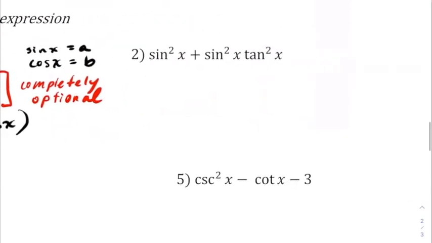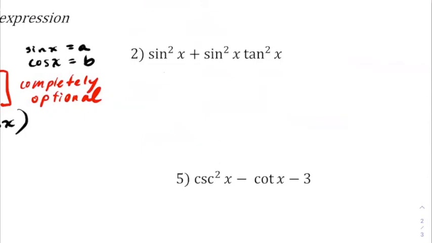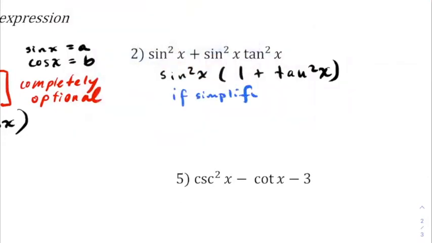So for number 2 now, if I wanted to factor this here, hopefully you see that we have sine squared x that I could factor out, and we're left with 1 plus tangent squared x. Okay, if all I need to do is factor, I'm done. However, if I wanted to simplify, ask yourself, how can I simplify this? Well, I've got sine squared x times 1 plus tangent squared x. Check your identities sheet if you don't have it memorized by now. But 1 plus tangent squared x, hopefully you see that that is equal to secant squared x.